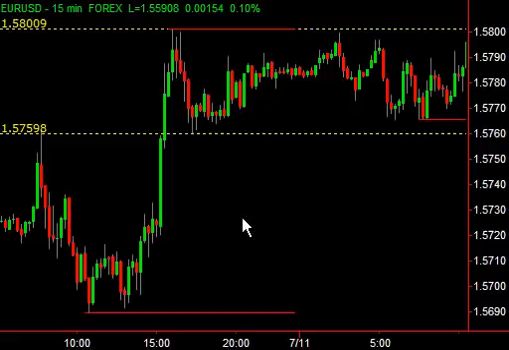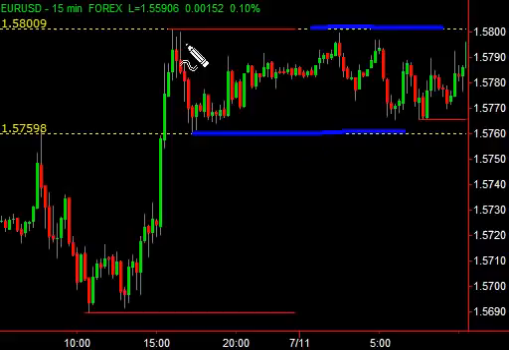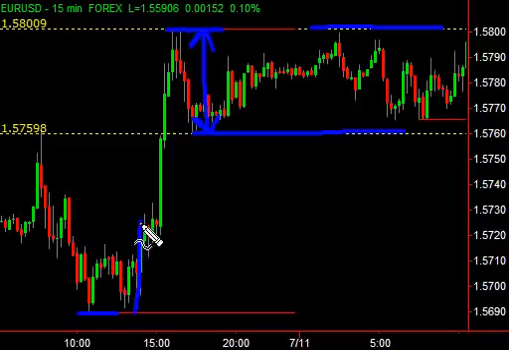The next thing that I want to note with the range is, is this range at an ideal location? What I'm looking for is for this range to be at the high end of the previous day's high-low range. So these solid red lines are the previous day's highs and lows. What I can see is that this range is at the top third portion, basically, of the previous day's high-low range. That's an ideal location that I'm looking for.